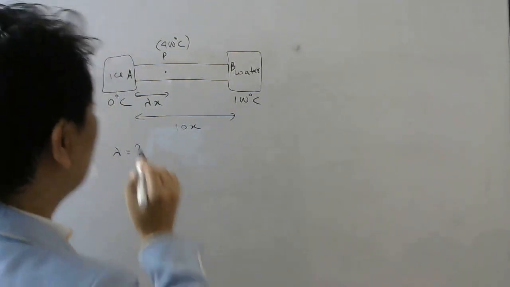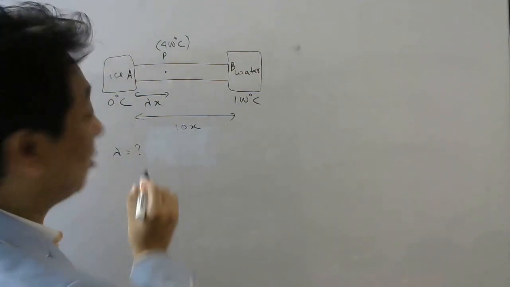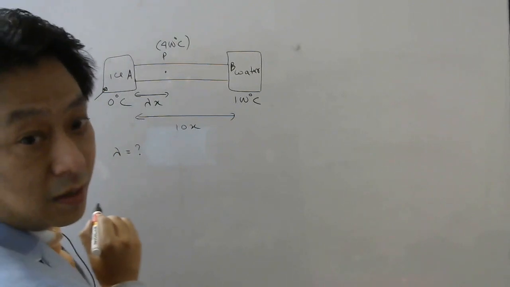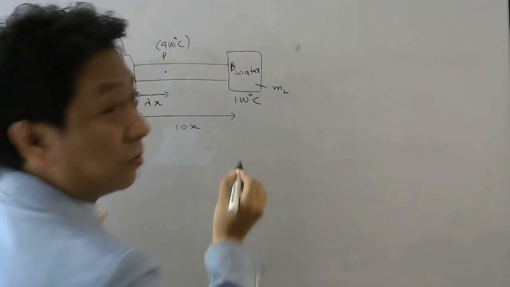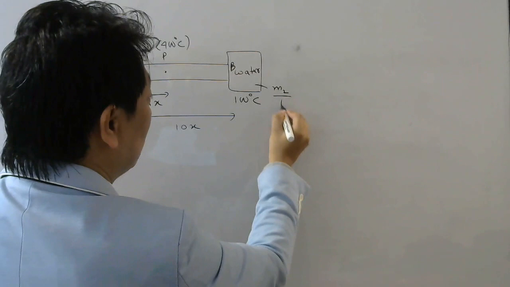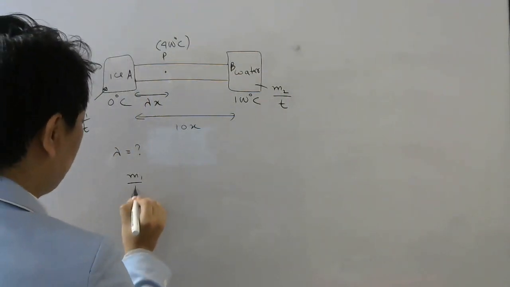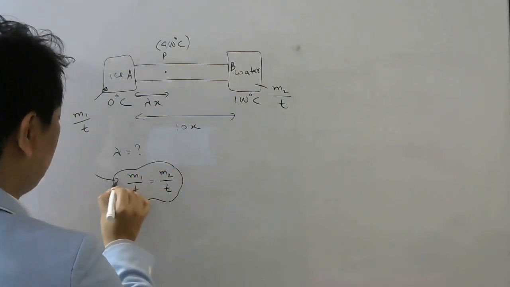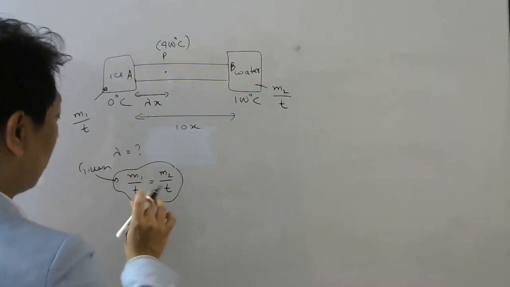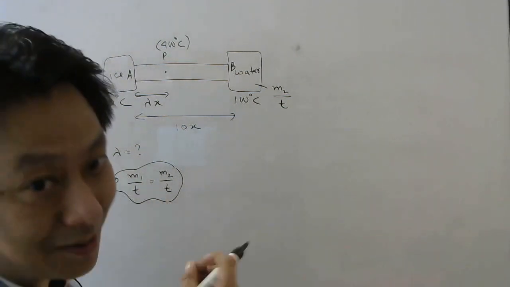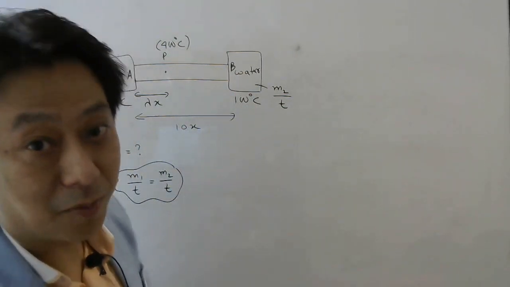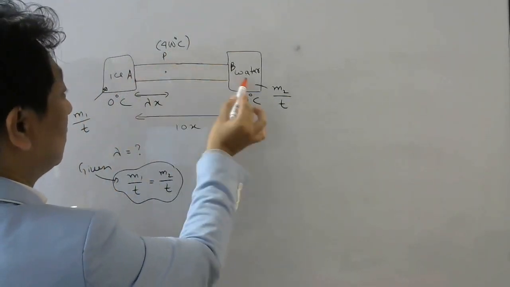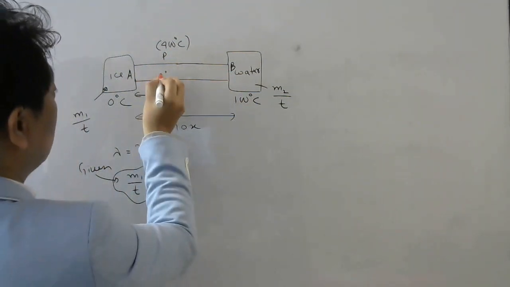They also told you that whatever ice melts here, let us assume M1 ice melts per unit time, and here M2 amount of water vaporizes per unit time, then they have given M1 by T is equal to M2 by T. So this information is given. Equal amount of ice melts and equal amount of water vaporizes. Now, because this point is at higher temperature than both of them, heat will flow this way.